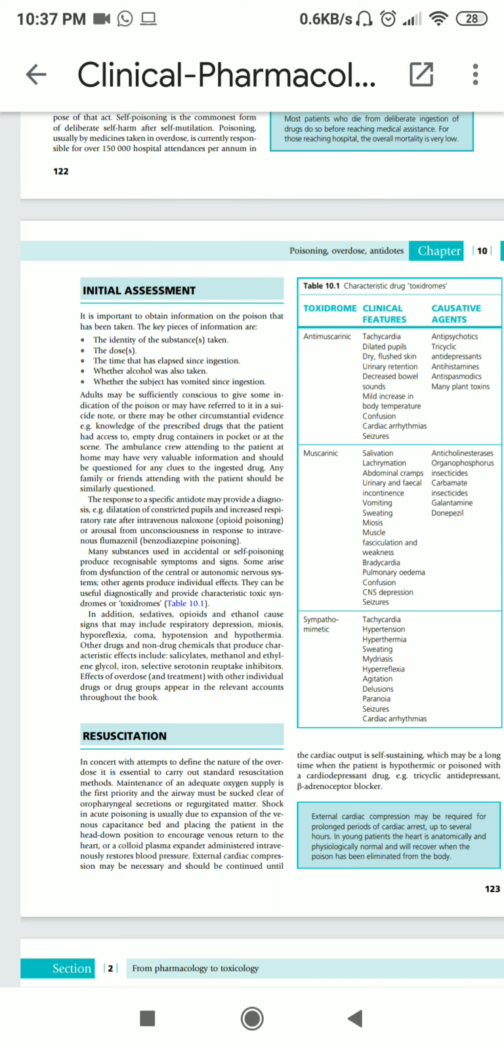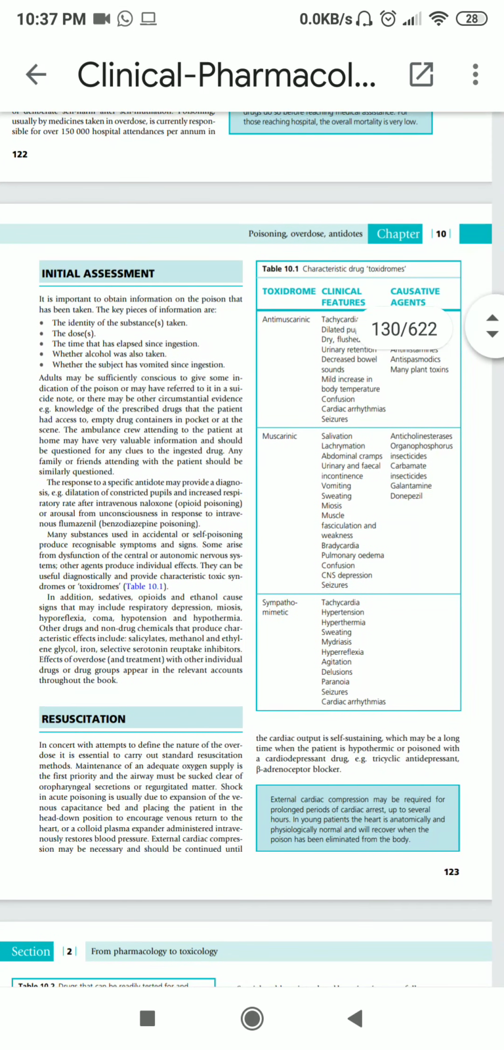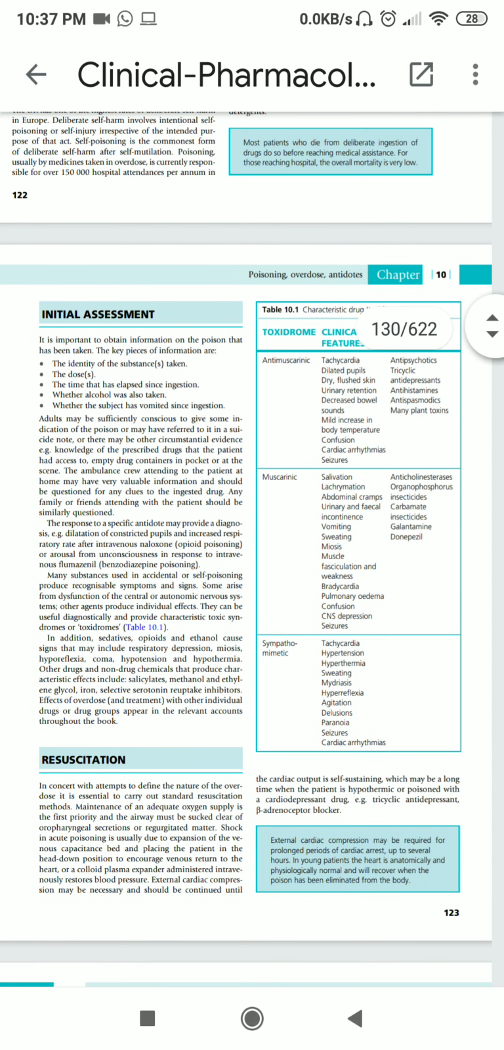So after reaching the hospital, the doctor has to identify, according to the symptoms that the patient is showing, what the causative agent, that is the poisoning agent, can be. For example, here they have given us some examples of symptoms for very readily available drugs, such as the antipsychotic drugs, tricyclic antidepressant drugs, etc., and also the pesticides, etc.